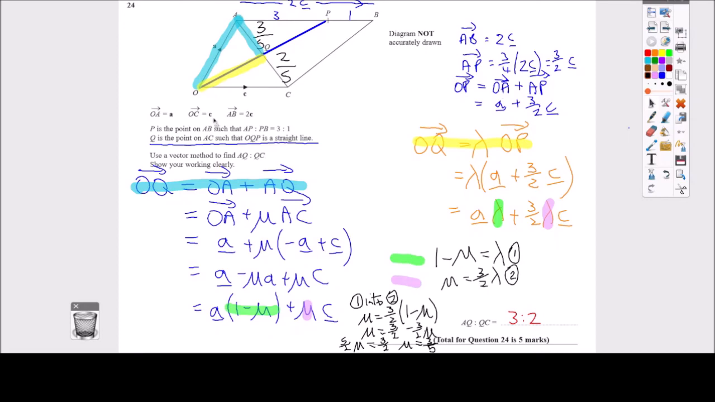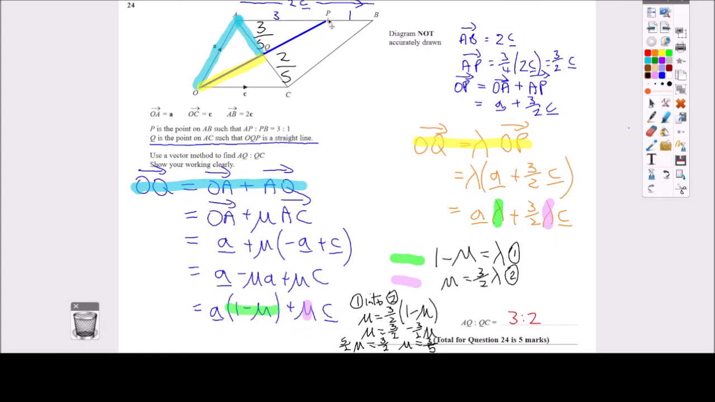Okay, now, we're told that A to B is 2C. So going from A to B is 2C. And we're told that A to P, P to B is in the ratio of 3 to 1. So A to P is 3, P to B is 1. Now, what about A to P? Well, that's 3/4 of the way along A to B. So that's 3/4 of the way along 2C. 3/4 of 2 is 3 over 2. So the vector A to P is 3 over 2 C.